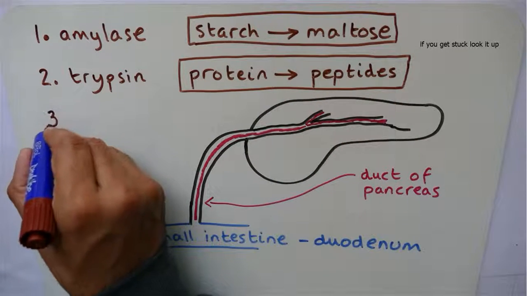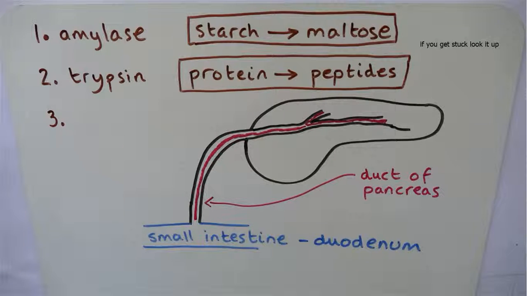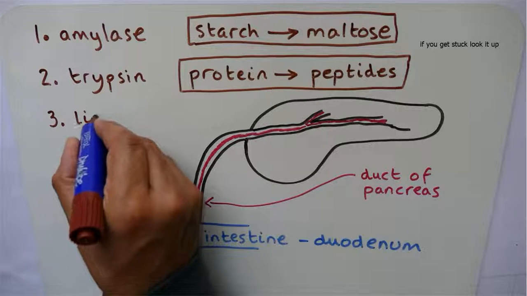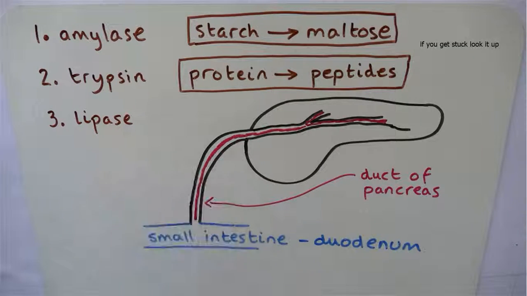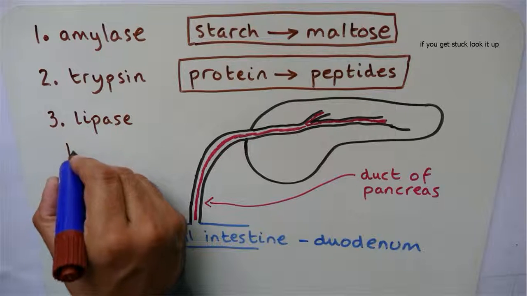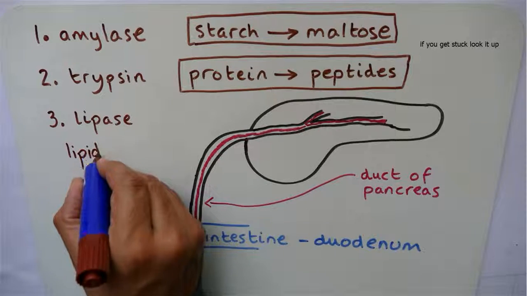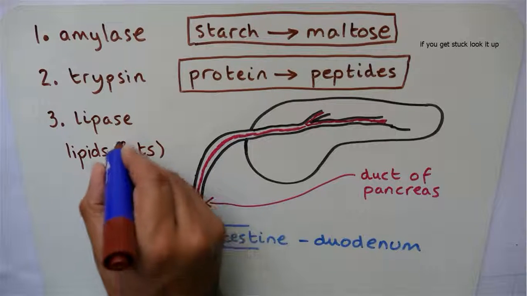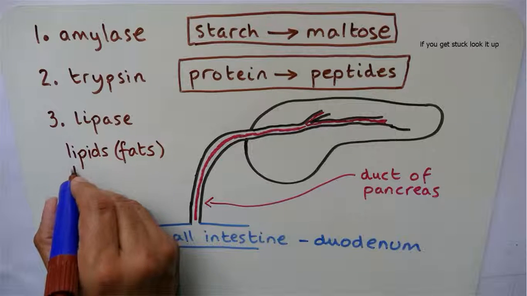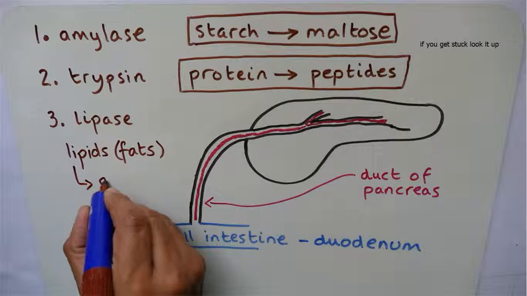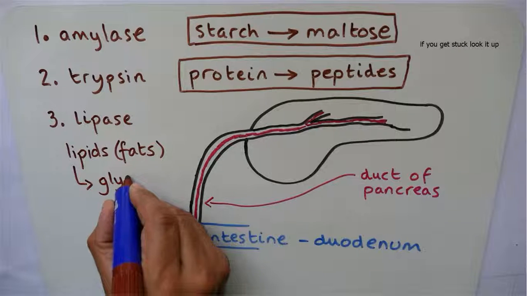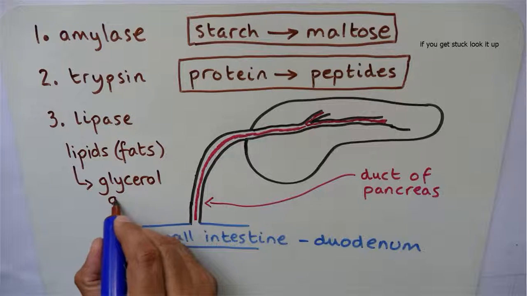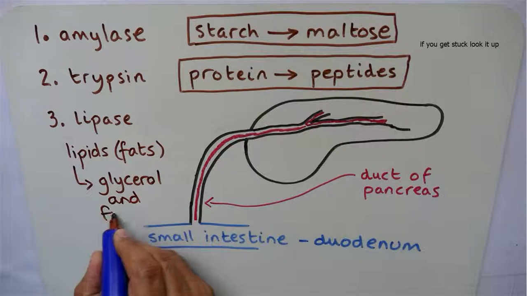The third thing we're interested in for the pancreas and digestion is it produces something called lipase. And lipase turns lipids, and we said lipids were fats and oils. So it turns a lipid into something called glycerol, and fatty acids.